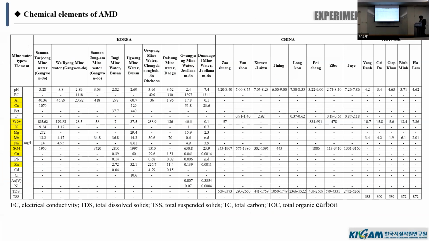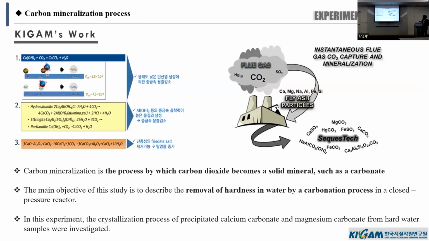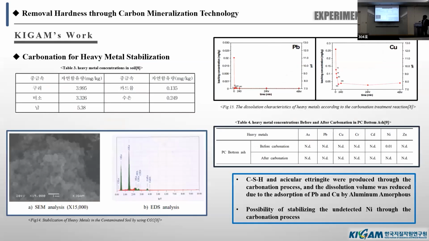To design our study, we made a survey of the AMD in many underground mines. You can see this slide from the Korea underground mine, and some mines in China and some mines in Vietnam. So in most of them we can see the AMD contains heavy metals. So this means if we can apply some method to remove the heavy metals, we can treat the AMD. The key is that they already did a study about how to use carbon mineralization to remove heavy metals. So in this study, we apply the same process to remove the hardness in the water by the carbonation process.